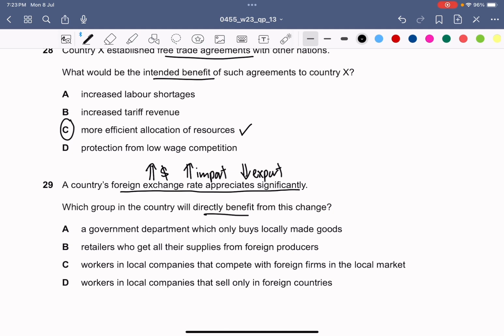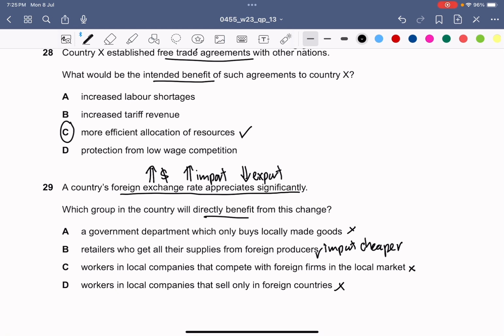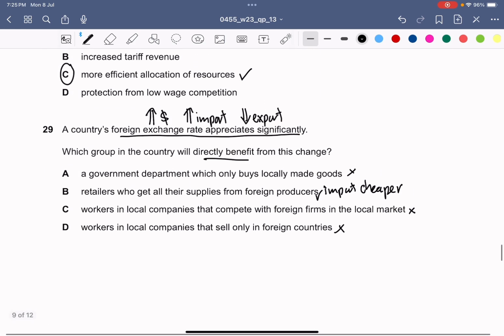A, a government department which only buys locally made goods. No, it doesn't affect. B, retailers who get all their supplies from foreign producers. Yes, because as we said, imports are cheaper, so definitely you can buy cheaper raw materials from other countries. So this one is correct. C, workers in local companies that compete with foreign firms in the local market. No. D, workers in local companies that sell only in foreign countries. No, they won't benefit because exports have become more expensive. So the answer is B.